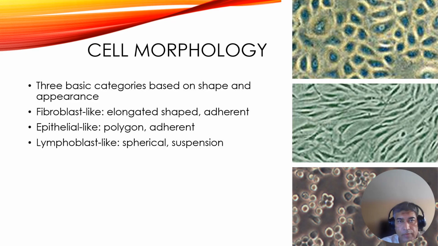So how do cells differentiate? Usually on the basis of cell morphology, there are three basic categories based on shape and appearance. First is fibroblasts, elongated shaped adherent cell lines. Adherent means they are stuck on the surface of the petri dish or cell culture flask. Epithelial, like here on top of the panel, are polygonal and adherent cell lines. And the lymphoblast, spherical, usually grow in suspension. They don't like to grow on a surface. And here is an example of fibroblasts, usually spindle-shaped cells.